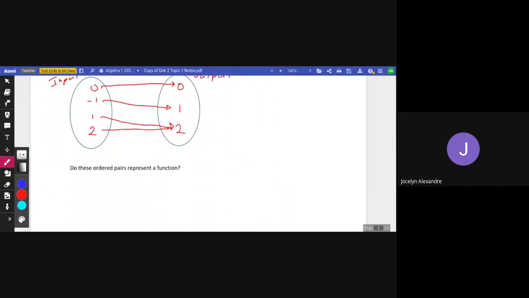So in this case, do these ordered pairs represent a function? Yes. I don't know why I put a T there. Yes, because each input has only 1 output.